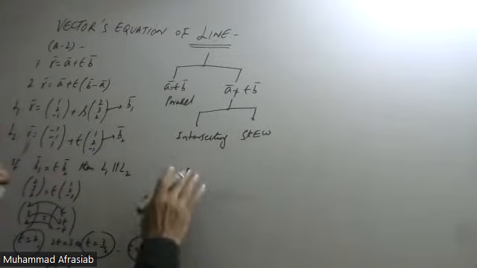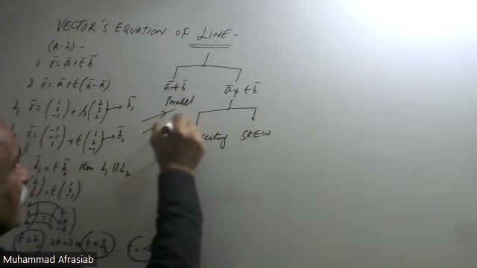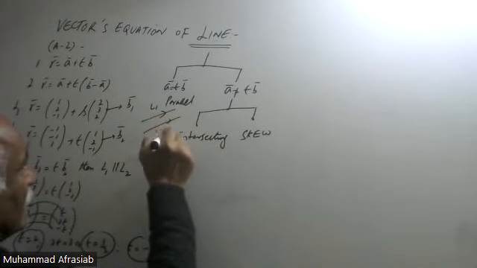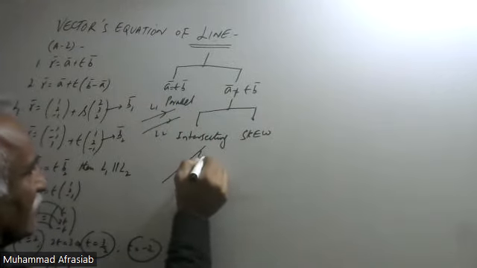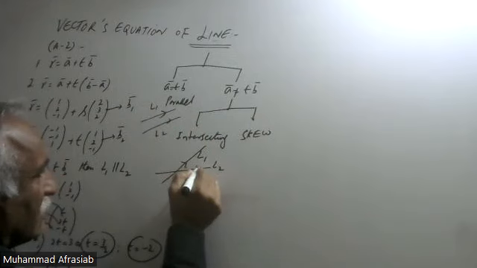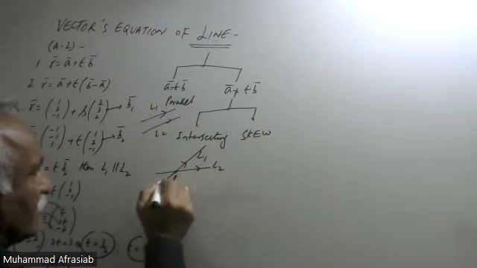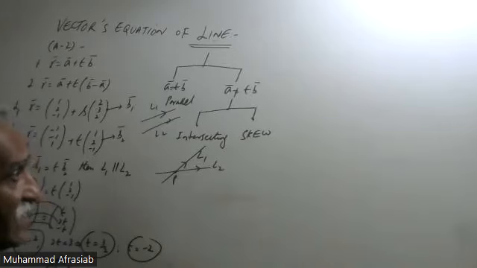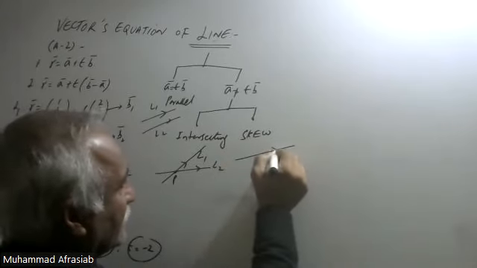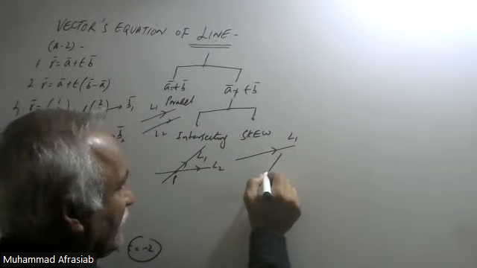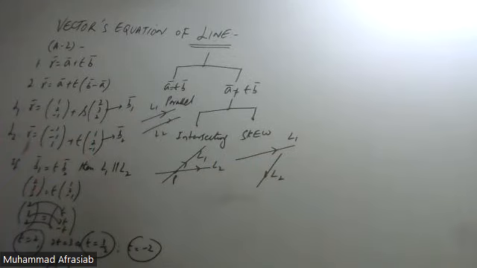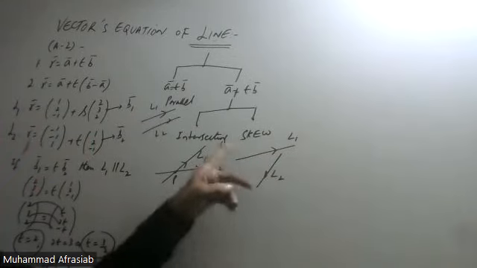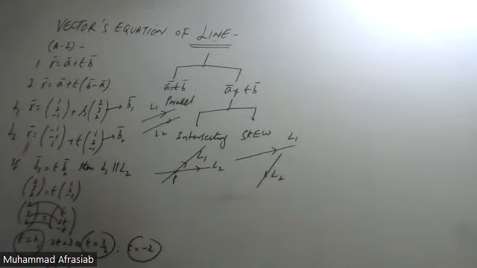If we draw the shapes, this is the line L1 parallel to L2. For this part, this is line L1 and this is line L2, and they are intersecting each other at this point P. And for the skew lines, this is line L1 and this one is line L2. So you have seen that they are neither parallel nor intersecting. That is why they are called skew lines. But how will you differentiate these two cases?